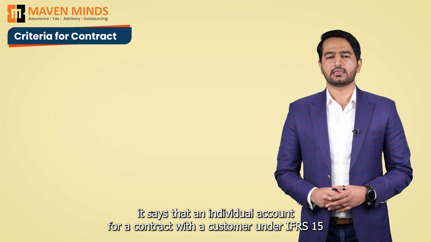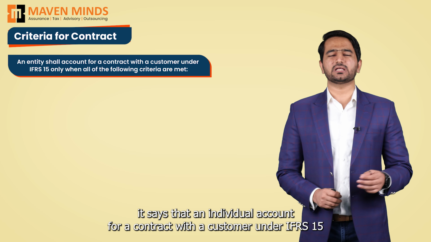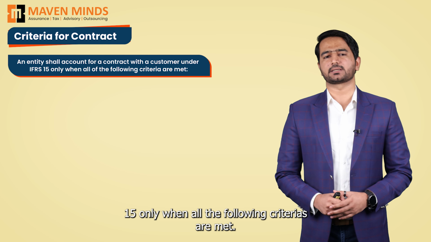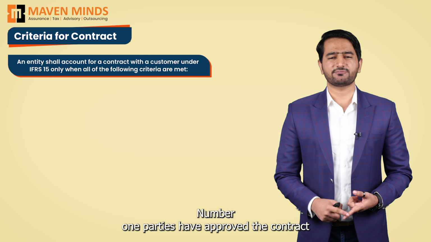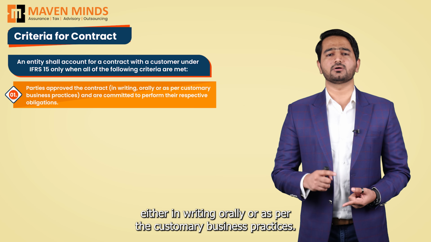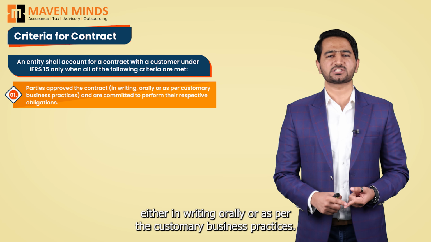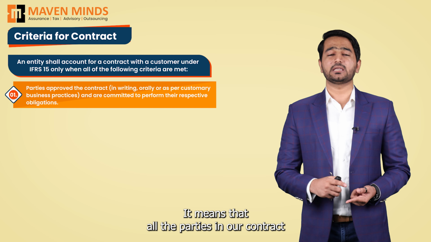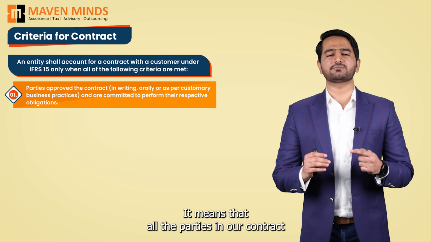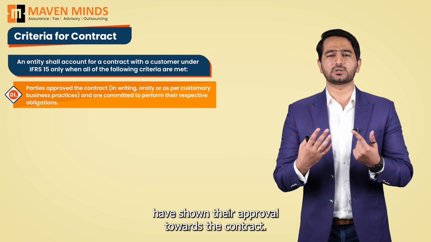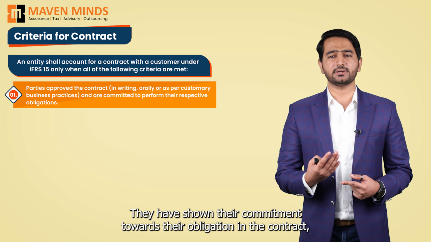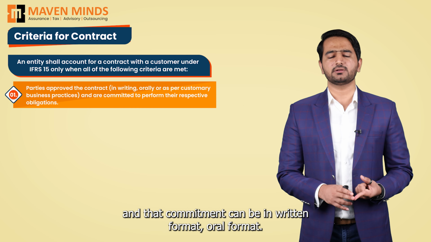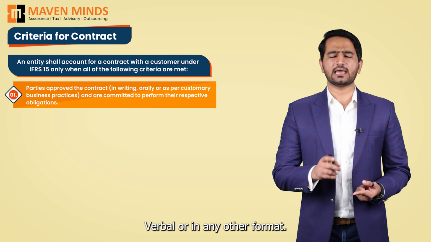It says that an entity shall account for a contract with a customer under IFRS 15 only when all the following criteria are met. Number 1, parties have approved the contract either in writing, orally or as per the customary business practices, and they are committed to perform their respective obligations. It means that all the parties in our contract have shown their approval towards the contract. They have shown their commitment towards their obligations in the contract, and that commitment can be in written format, oral, verbal or in any other format.